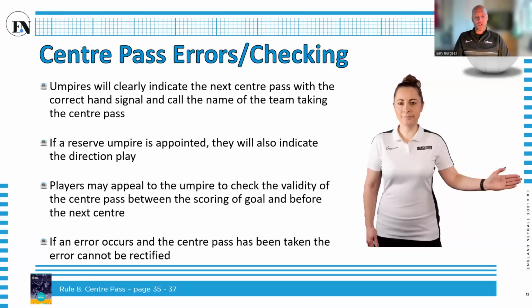Now, the other addition to this rule is that now players may appeal to the umpire to check the validity of the centre pass between the scoring of a goal and before the next centre pass is taken. Previously in the domestic guidance, there were a whole load of sets of guidance that basically allowed the centre pass to be retaken if the ball hadn't got to a certain point. Now, those have all been removed in lieu of the number of additional checks that now occur in this rule. However, if the player is unsure that the centre pass is correct, they can ask the umpire to check.